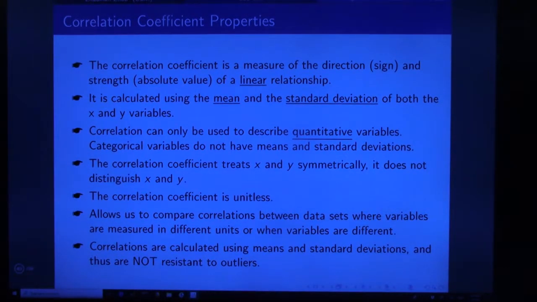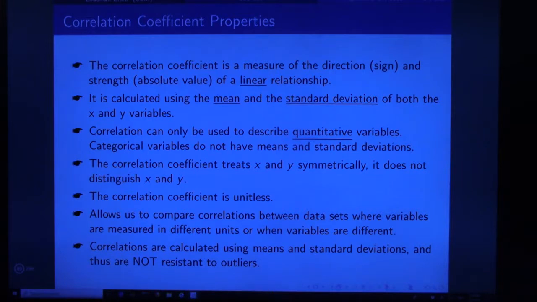Next, we'll discuss the correlation coefficient properties. The correlation coefficient is a measure of the direction, the sign, positive or negative, and the strength. Strength means the absolute value here, of a linear relationship. So this only works for a linear relationship. If the strength is very large, that means the correlation coefficient can equal positive 1 or negative 1. If the correlation coefficient is small, that means it's close to 0.